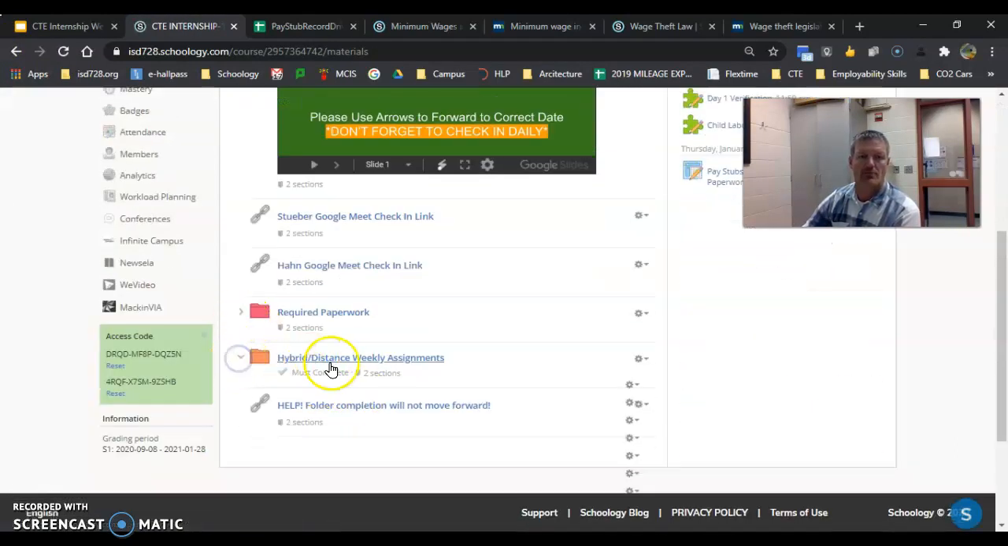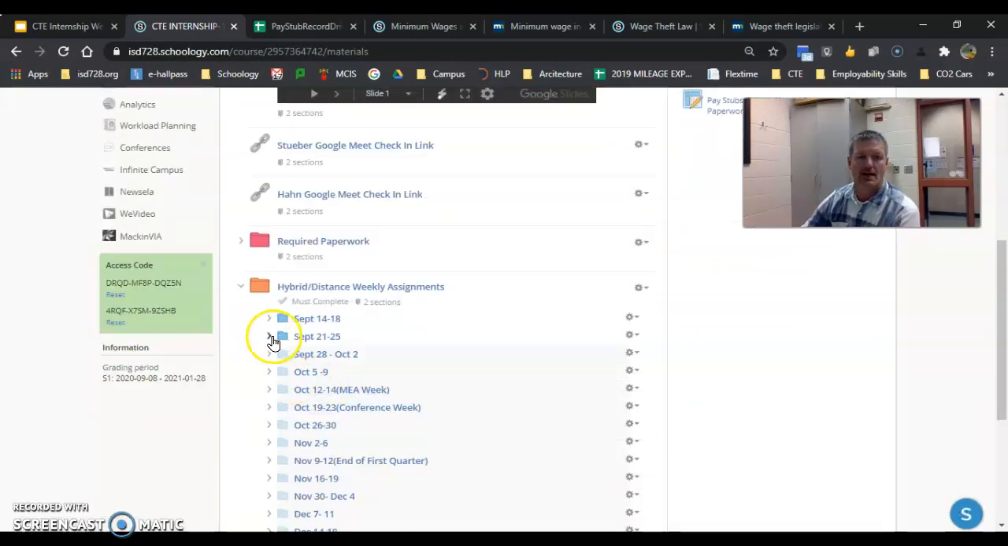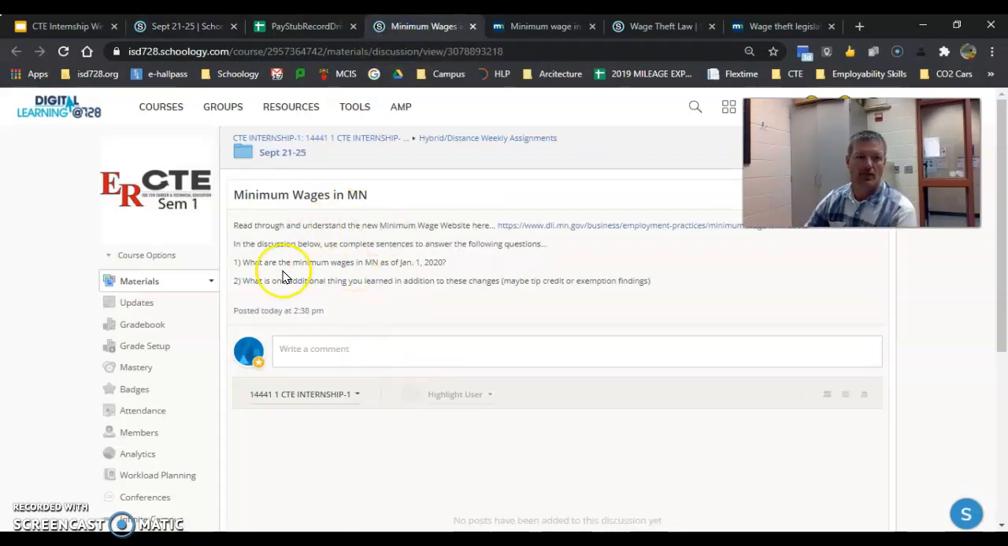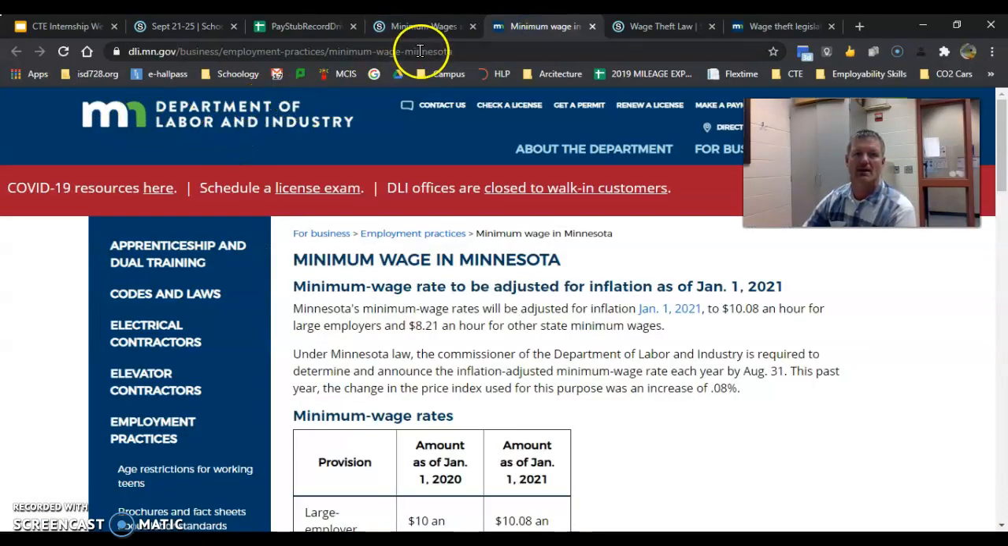Then we're going to come down to hybrid distance learning weekly assignments. Inside hybrid distance assignments, we have our child labor laws pre-test that you must complete and take a score. That is not a graded assignment, it's just a baseline for us. It gets you to know what you're going to be learning. Minimum wage in Minnesota is a discussion board. You're going to answer these two questions and use this website link to take you to the Department of Labor and Industry. That's a link that we're going to use a lot.